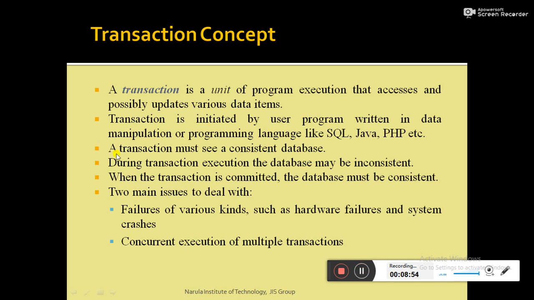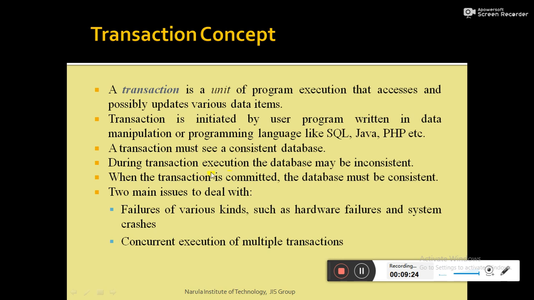Now another important thing about a transaction is that a transaction must see a consistent database. That means before the execution of transaction, the database system was in consistent state. If that happens, then after the execution of transaction, the system must be in consistent state. I will discuss what is consistent state in the next slide.